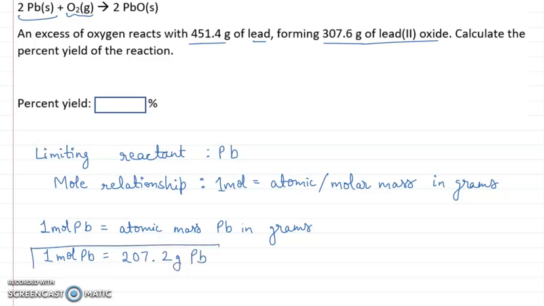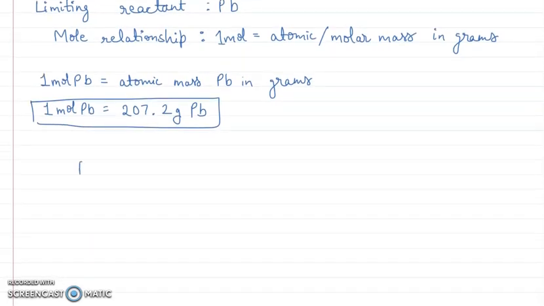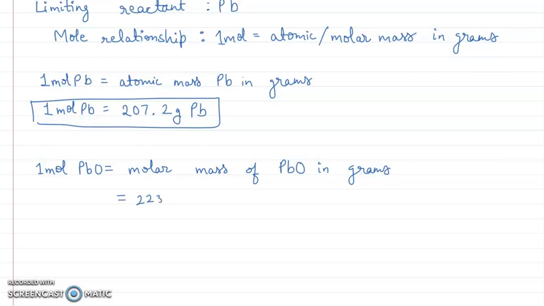Now we have the mole relationship for lead and for PbO, that is lead oxide. So 1 mole of PbO, lead oxide, is equivalent to its molar mass in grams. So the molar mass of PbO in grams is equal to 223.2 gram of PbO. So we have the relation between 1 mole of PbO and its mass.